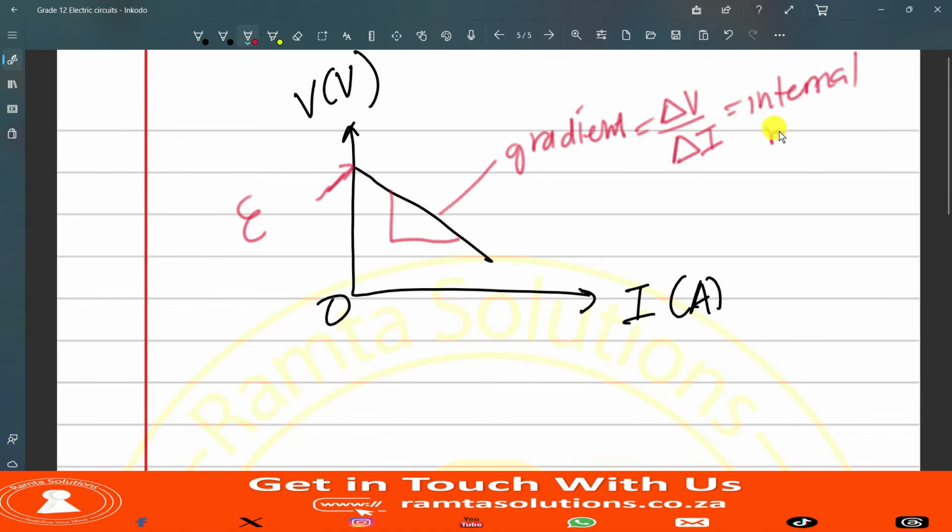Okay, it is your internal resistance. So the gradient of a voltage versus current graph represents the internal resistance. Of course, it will appear as a negative.